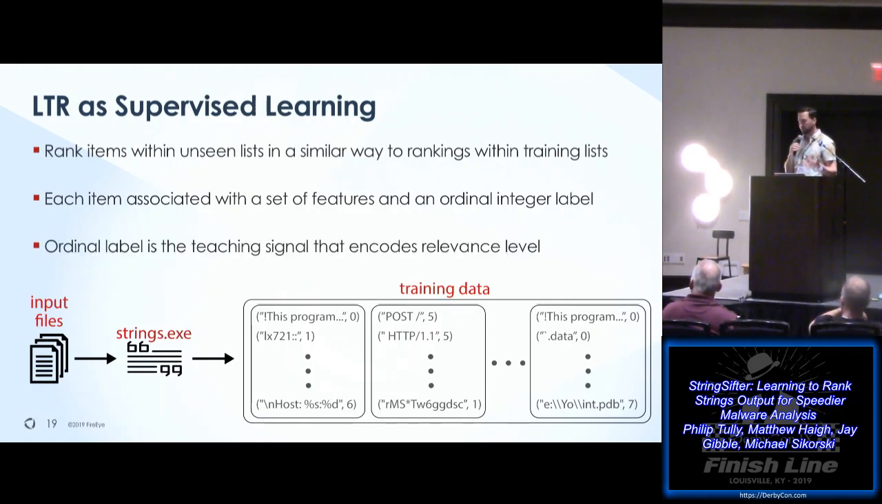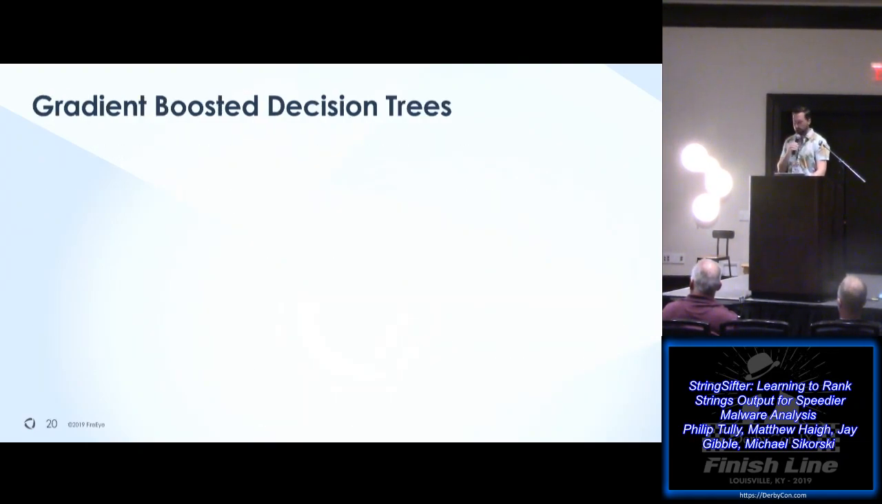And so again, this is kind of our objective now. We want to rank and create a permutation of these items within each individual strings output in order to push up the most relevant ones to the top, and therefore make our analyst's life just a lot easier. How do we do this?